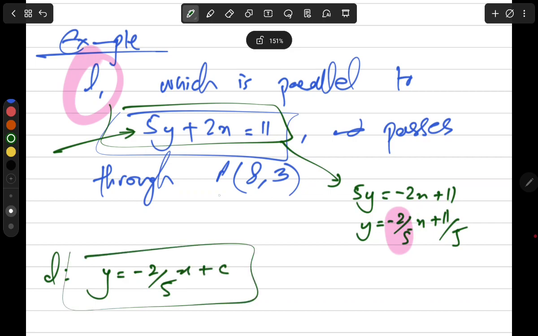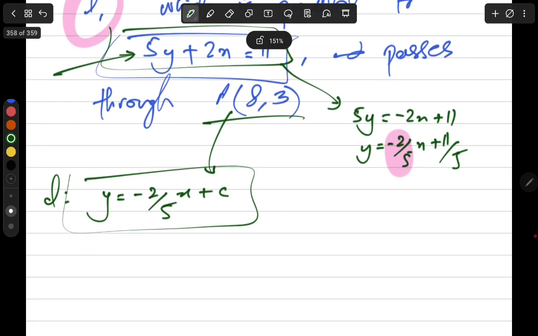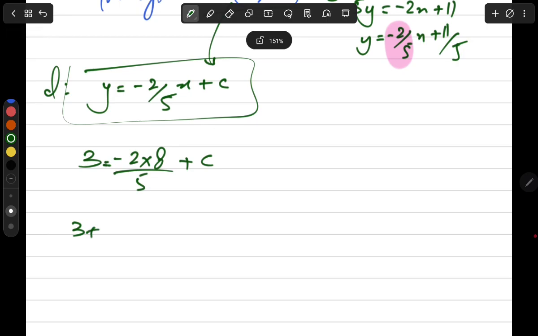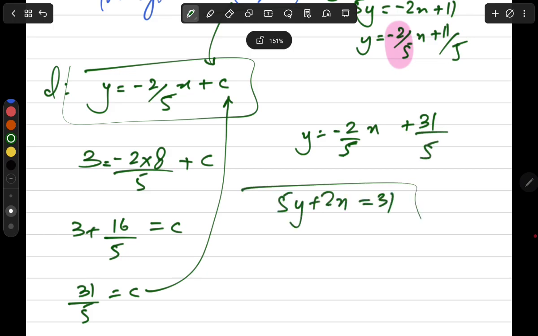Now in order to find the value of c, we are going to put in a particular coordinate through which this line is passing, which is P, that is 8 comma 3. So I'm going to put 3 in place of y, and 8 in place of x. So this becomes 3 plus 16 upon 5 equals c. Okay, so this gives me 31 over 5 equals c. So I'm going to plug this value in here. So this becomes y equals minus 2 upon 5 x plus 31 upon 5, or I can rewrite it as 5y plus 2x equals 31, and that's it.